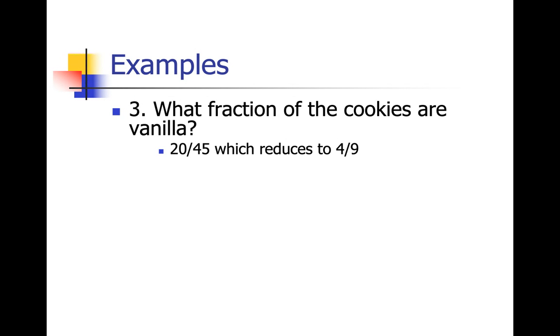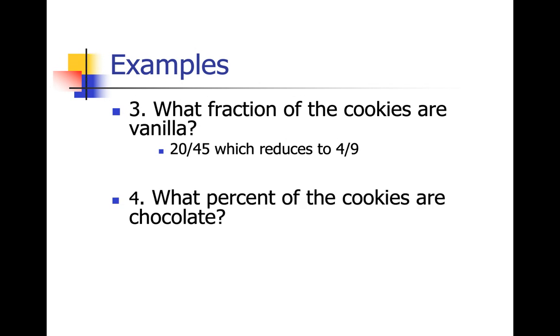So if I combine the two, 25 and 20, I get 45. So that's my grand total. So the amount of vanilla out of the entire amount of cookies is 20 out of 45. And that reduces to 4/9 because 20 divided by 5 is 4 and 45 divided by 5 is 9.